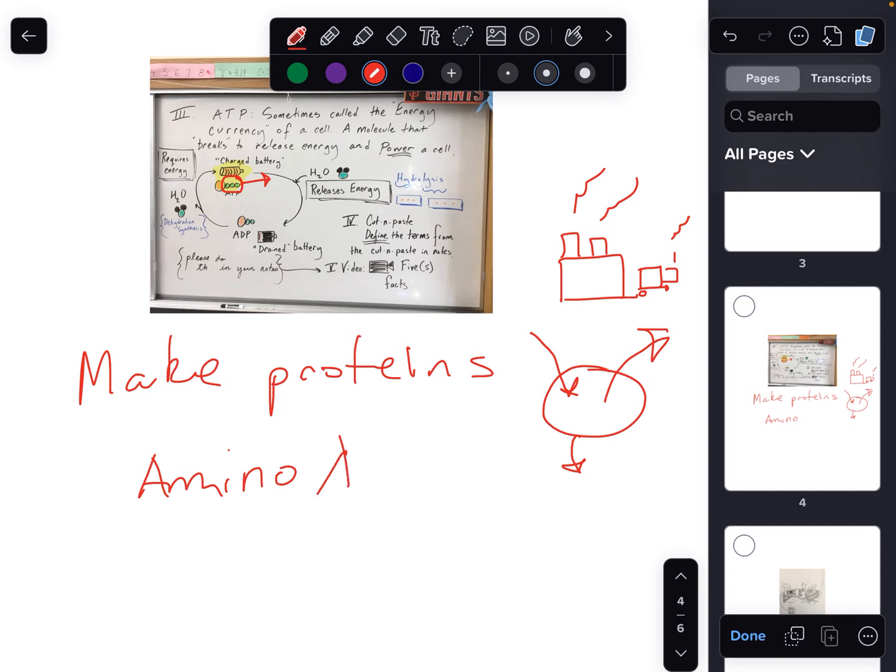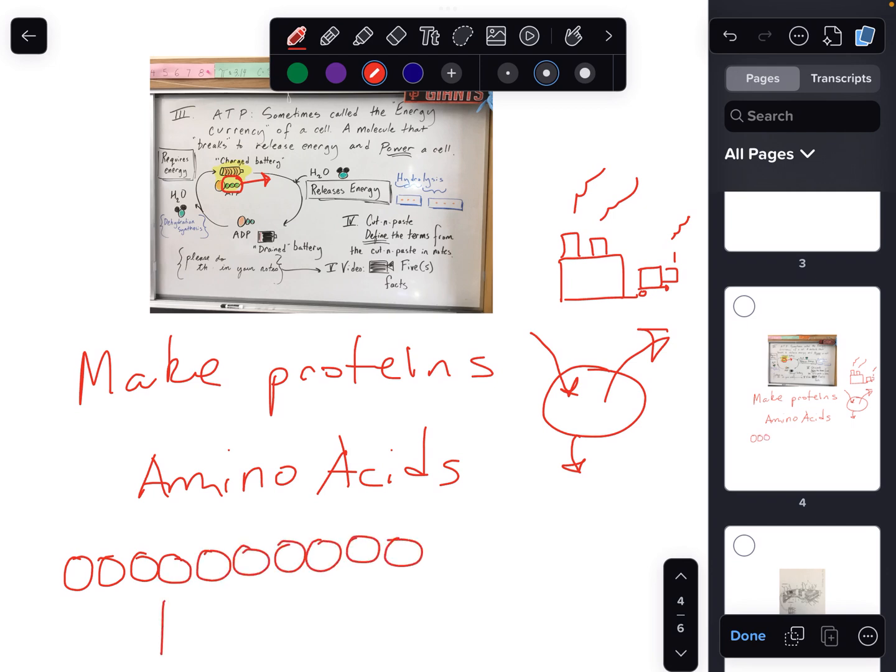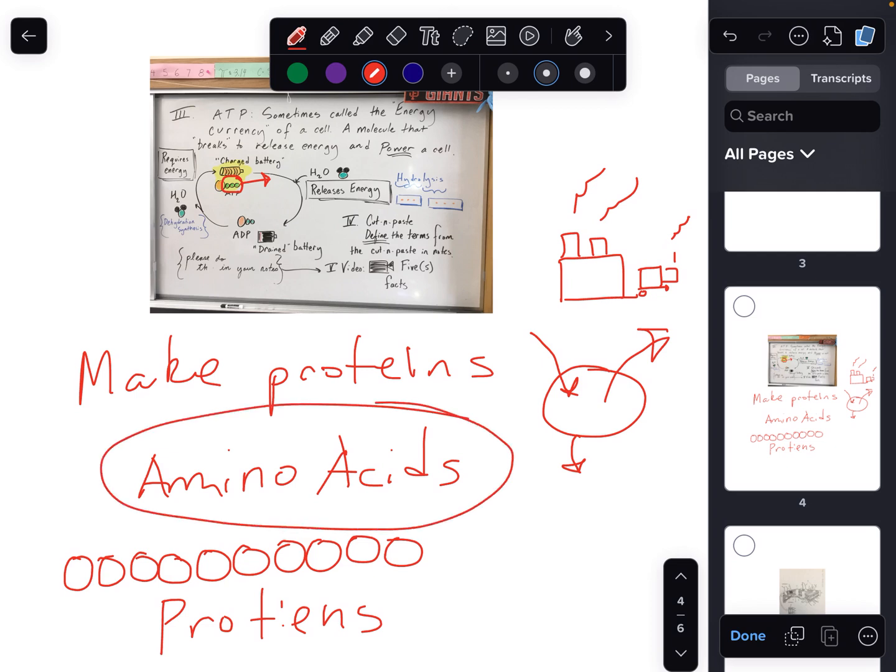But if you check out amino acids, they are the monomers, these single parts. As we combine them together, we've got 20 amino acids that we're going to learn about. They get together to make proteins. Amino acids right here are the monomers, the single parts.